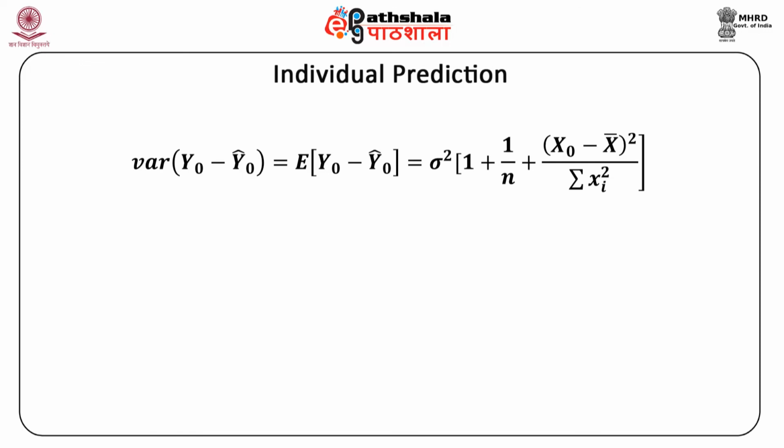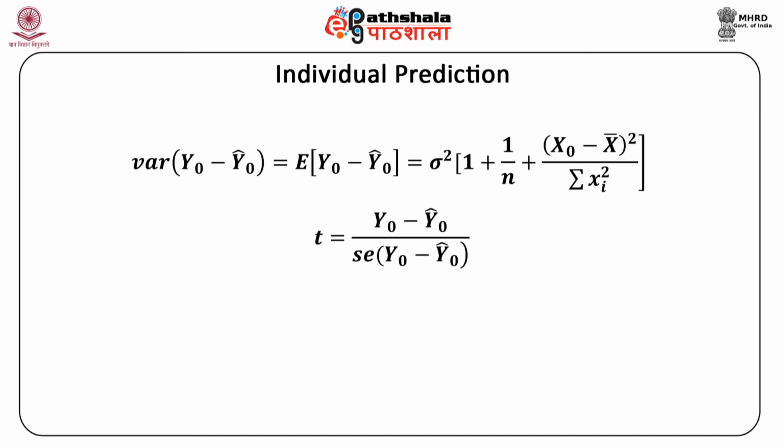Now it can be shown further that y0 also follows the normal distribution with mean and variance given by the above formulas respectively. Substituting sigma hat square for the unknown sigma square, it follows that t is equal to y0 minus y0 hat upon the standard error of y0 minus y0 hat, and this also follows the t distribution. Therefore, the t distribution can be used to draw inferences about the true y0.